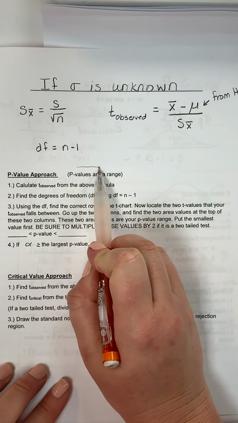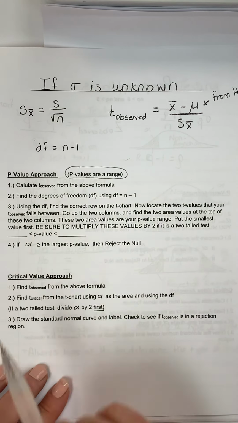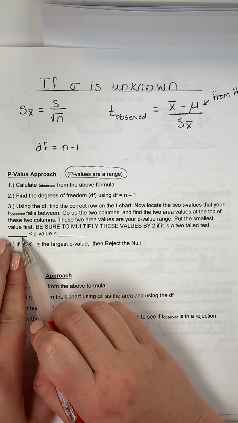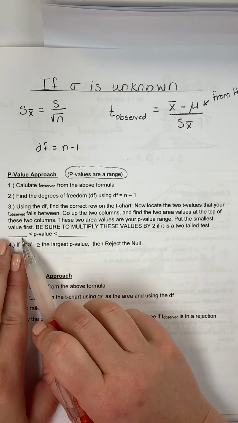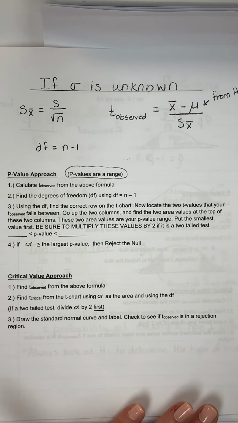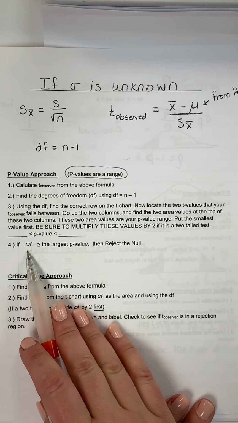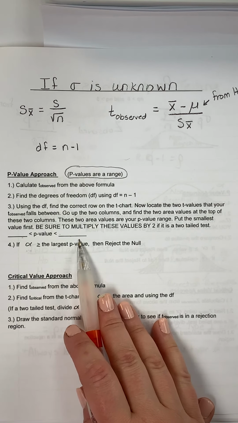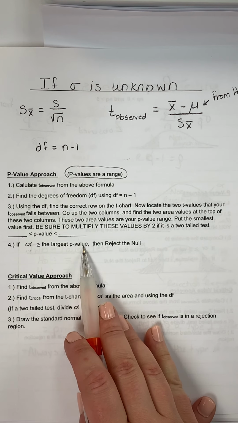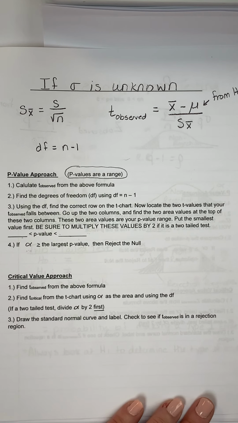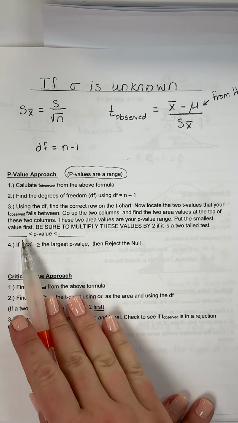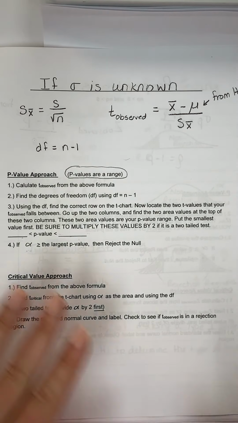P-values for sigma unknown are a range. You're going to have a smaller value and a larger value. So now we have a range of p-values. Then we're going to compare our significance level. If it is larger than the largest p-value, if it's so significant that it's larger than that largest p-value, then we reject. Otherwise, we fail to reject. So that is the largest difference there, the biggest difference.